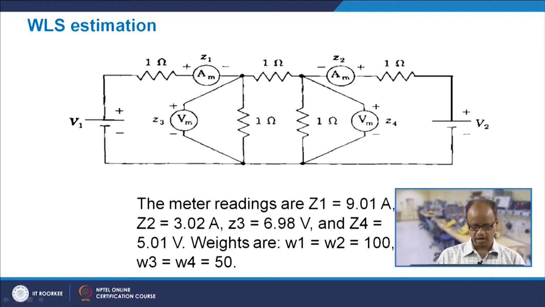We also discussed in the last class that we take the weights as the inverse of the variance. Accordingly, these two ammeters are found to be more accurate, so their weights are taken to be 100 each. These two meters are not that accurate, they are a little more inaccurate, so their weights are taken as 50. Now, our unknown state vector, or rather the unknown quantities which we try to estimate from these 4 measurements, are V1 and V2.